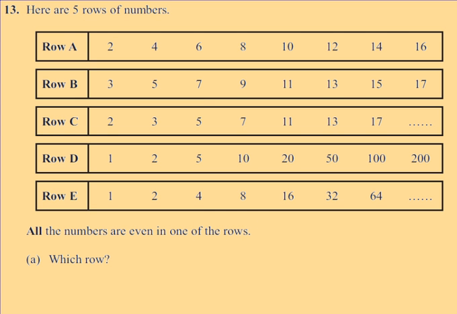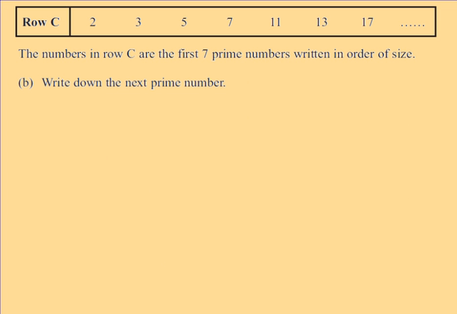Okay, next up, question 13, about different types of number. So we've got rows of numbers, and we want all the numbers that are even in one particular row. Even numbers end in 2, 4, 6, 8 or 0. Okay, so we know that all the numbers in row A are even. The second part of this question tells me about row C.